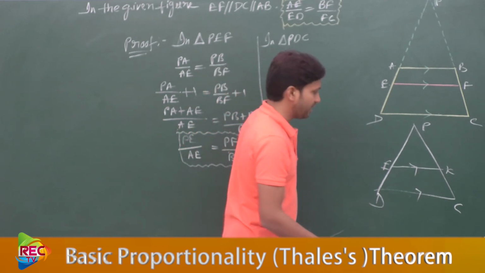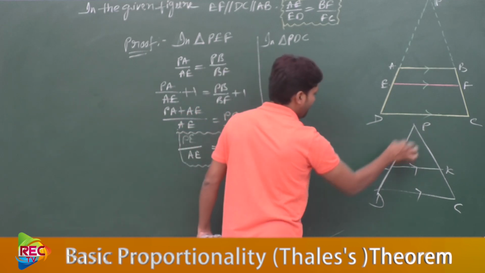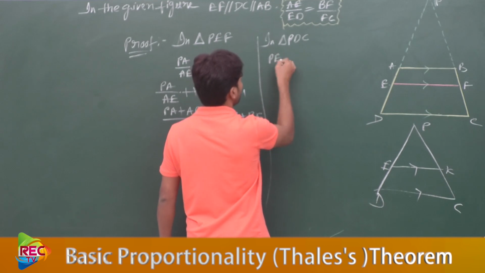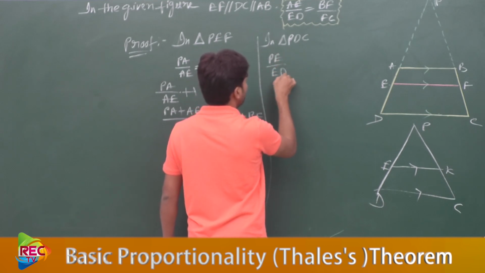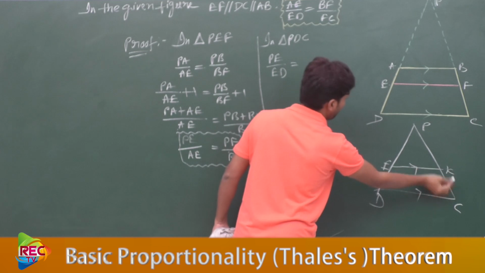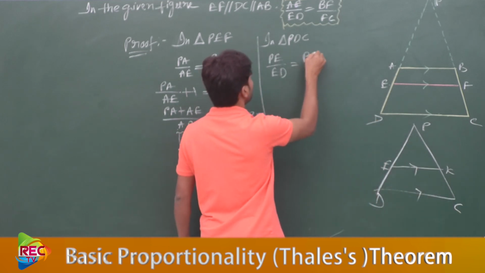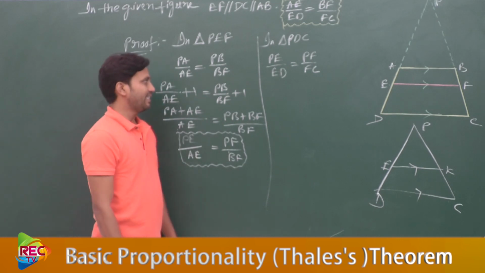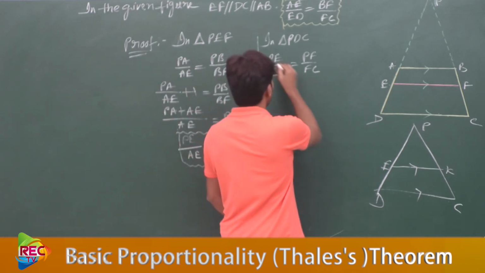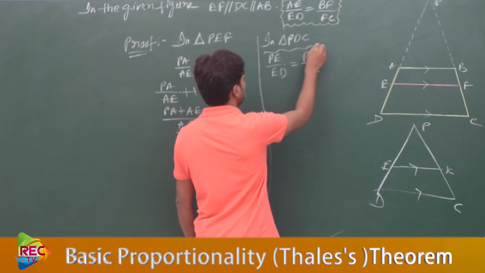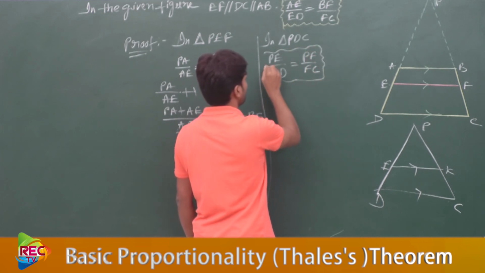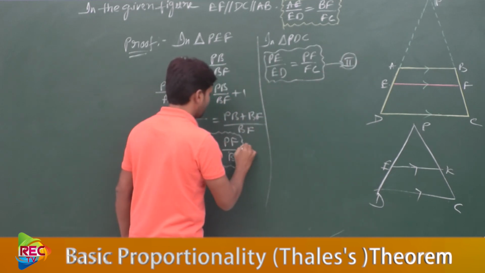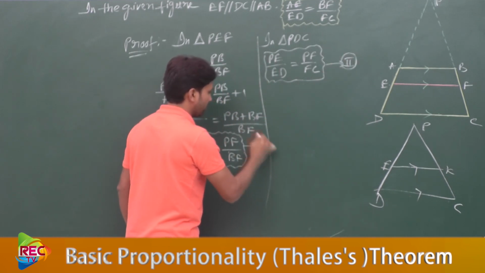Again, what is the result of Thales theorem? You can apply PE by ED equal to what? PF by FC. PE by ED equal to PF by FC. Let us suppose this is another relation. Let this relation be 2 and this relation be 1.